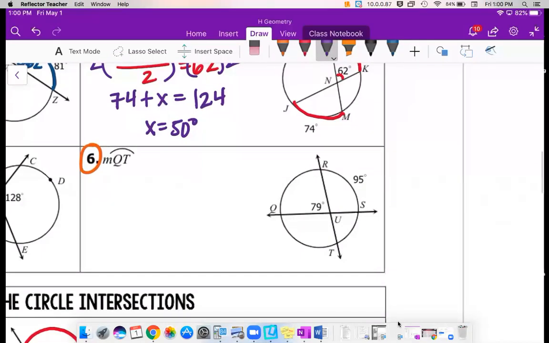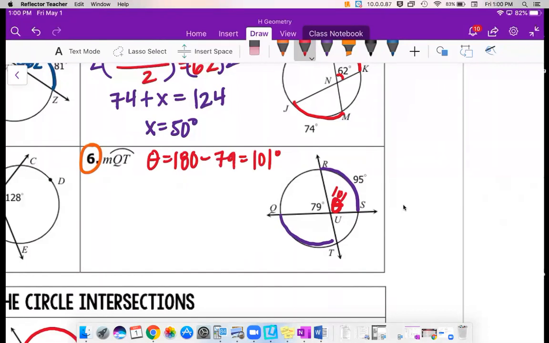So 6 wants us to find the measure of arc QT. In this one, the 2 intercepted arcs would be these 2, and then the angle would actually be this angle. So you're going to reverse it here, and you're going to figure out what that red angle would be to make it supplementary. So this angle is equal to 180 minus 79, which is 101 degrees. So this is 101. And then you just have to set up the formula again.